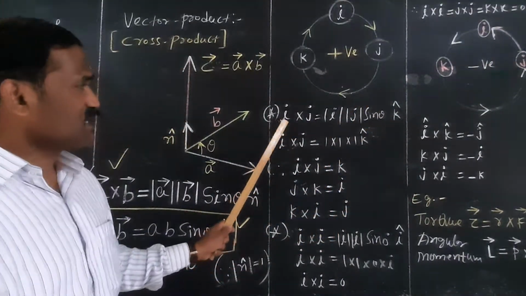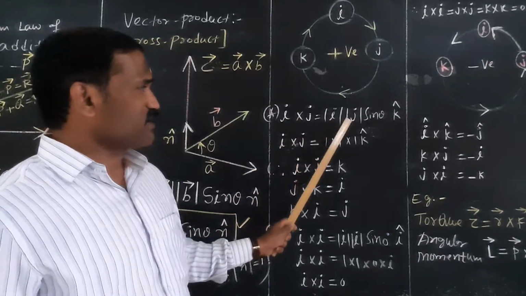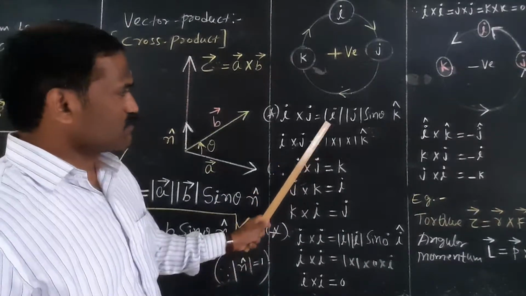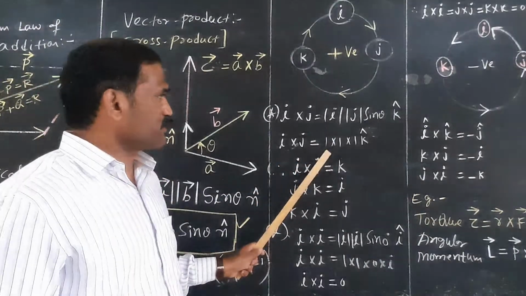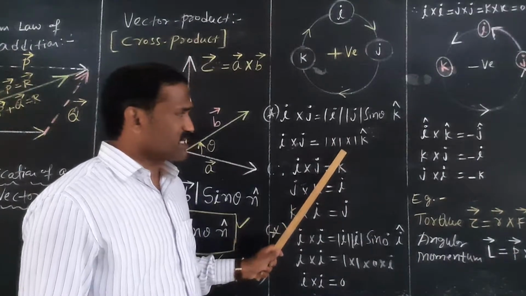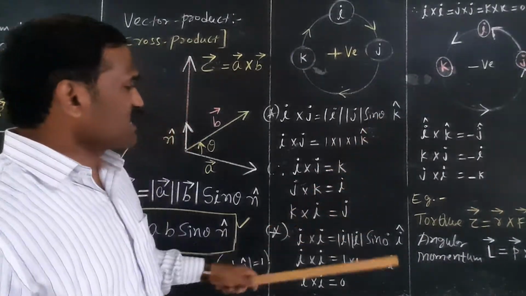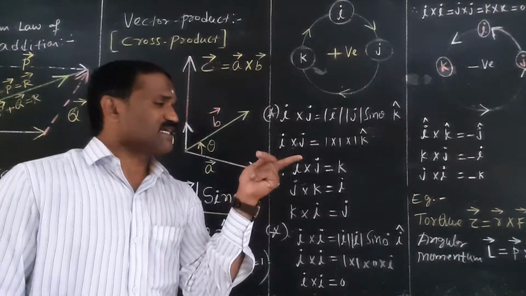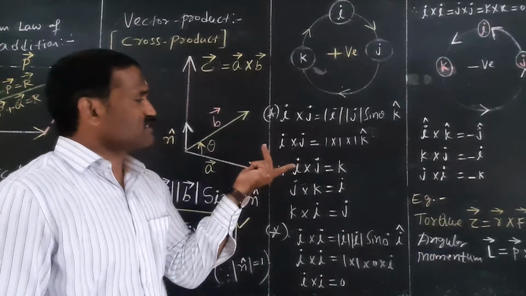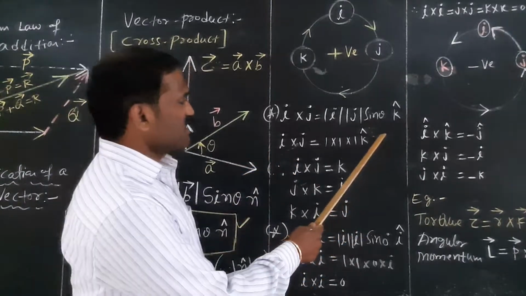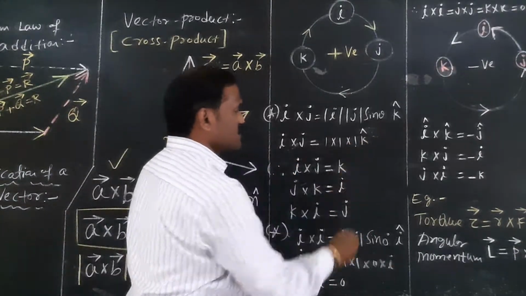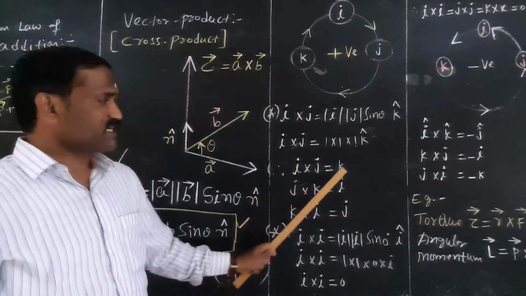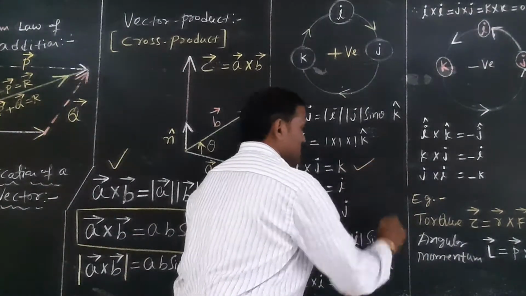Therefore, what is I cross J? I cross J is equal to magnitude of I into magnitude of J into sin theta into K cap. Magnitude of I is a unit vector whose magnitude is 1, and magnitude of J is 1. Sin of theta: what is the angle between I and J? I is the unit vector acting along x axis, J is the unit vector acting along y axis. The angle between I and J is 90 degrees. What is sin of 90 degrees? Sin of 90 degrees is 1. Therefore, 1 into 1 into 1 is equal to K cap. Therefore, I cross J is equal to K. The result will be in this direction.